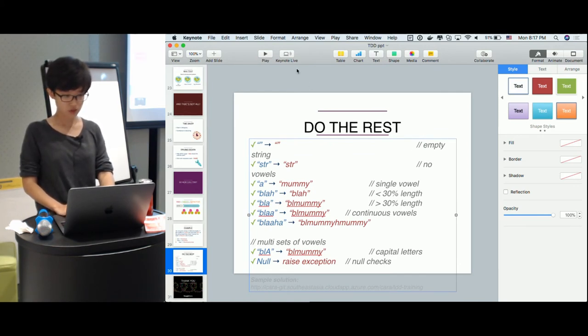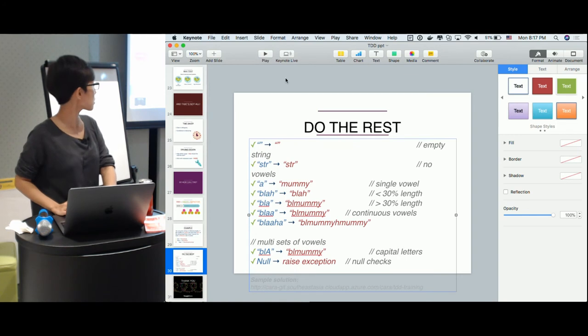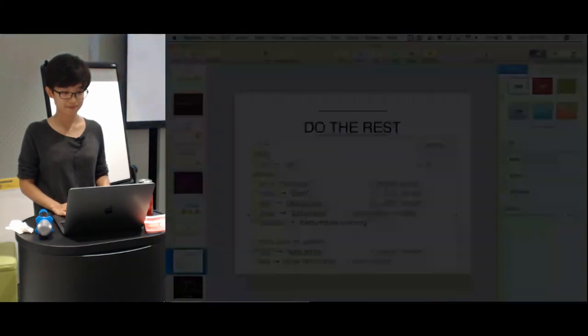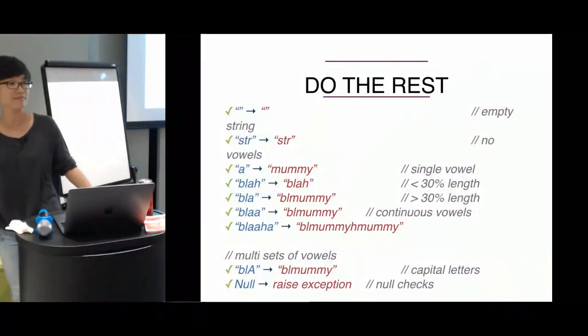Okay, so, anyone else make the third test case pass? You can share your solution. The implementation could be very different for everyone. Anyone?